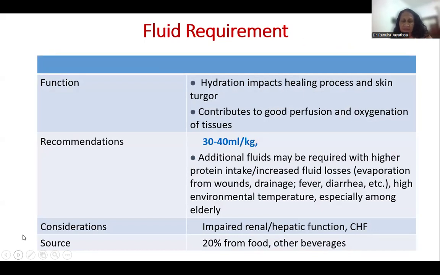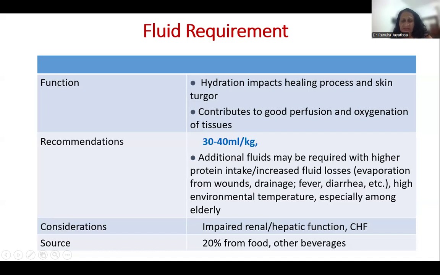The next important component is the fluid requirement. Under the fluid requirement, especially hydration, those patients should be well hydrated because it has an impact on the healing process and skin turgor. It will also contribute to good perfusion and oxygenation. So the usual recommendation is 30 to 40 ml per kg of fluid.